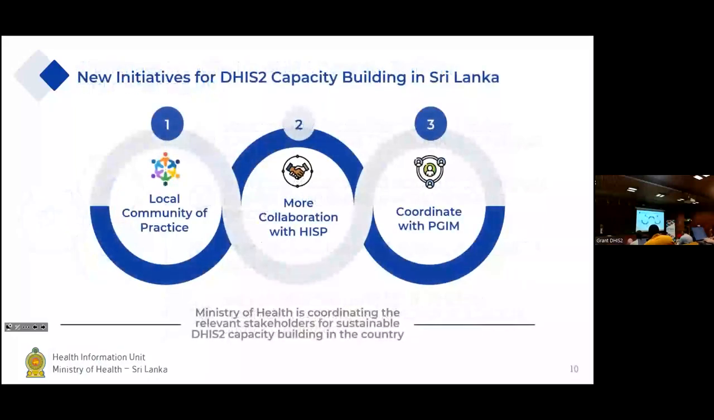So last year, with HISP Sri Lanka, the Ministry of Health and the PGIM, we thought about having a slightly different approach to this problem: developing a local community of practice, getting people organized, having more collaboration with HISP, and stronger coordination with PGIM.